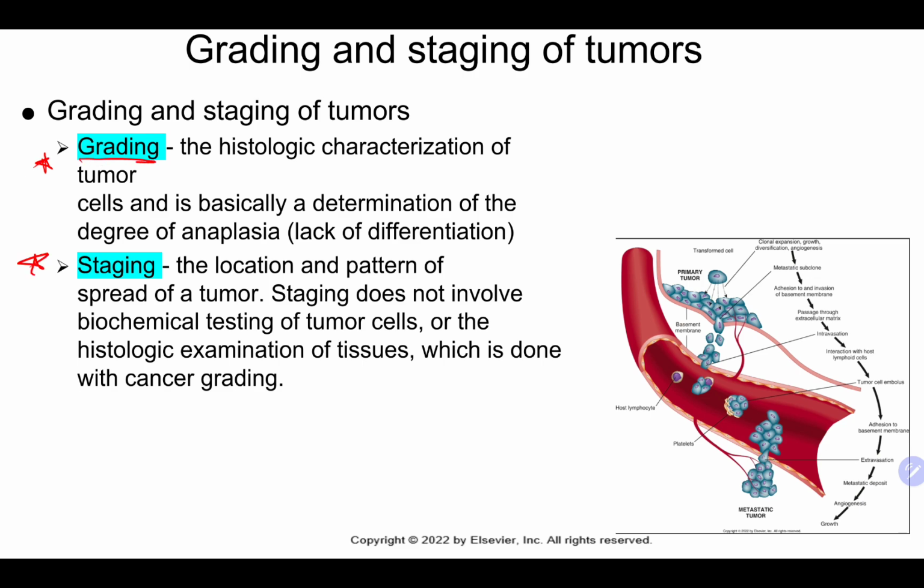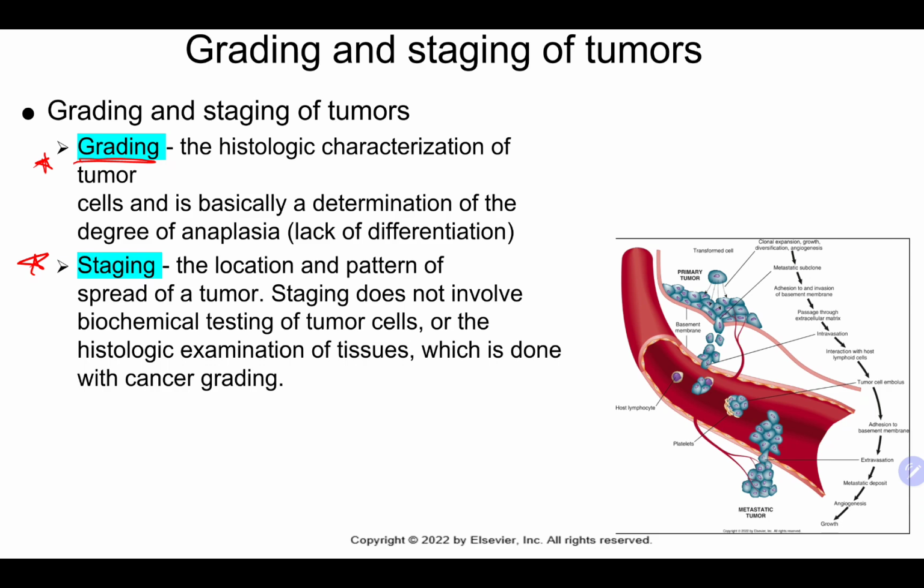So grading will refer to the histological characterization of the tumor cells. It's basically a determination of the degree of anaplasia, right? That lack of differentiation, right? What does it look like now, right? Probably doesn't look like that normal cell. And the more it doesn't look like that normal cell, the worse it is, right?